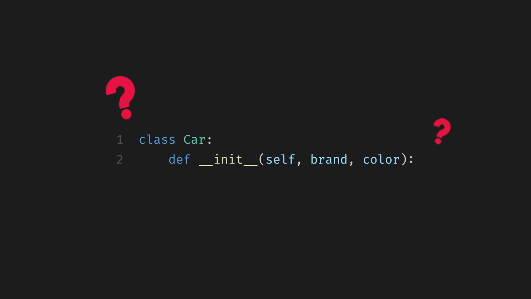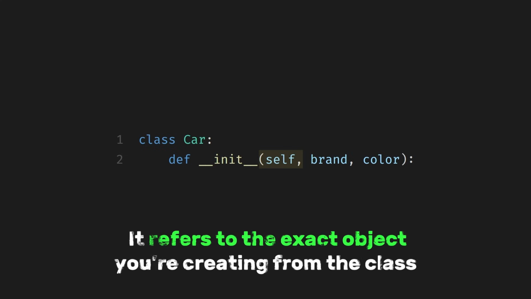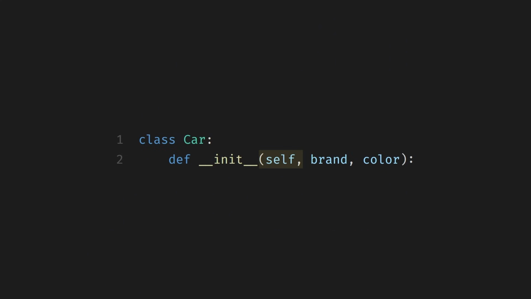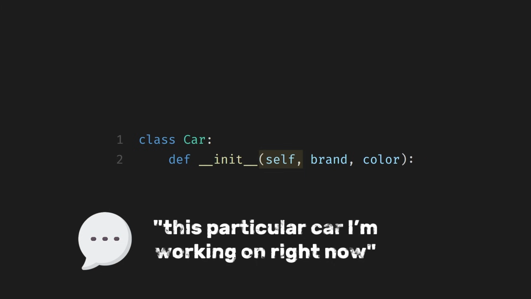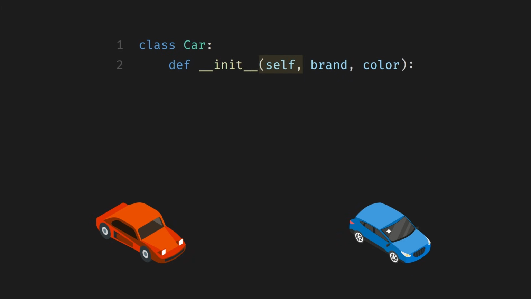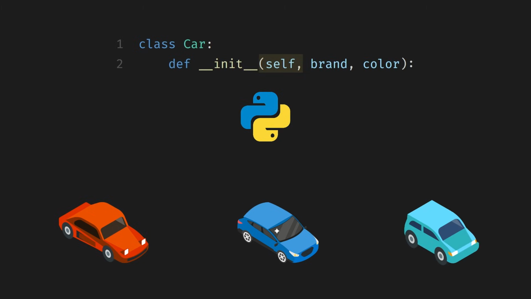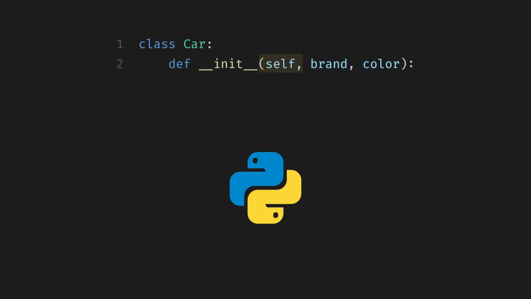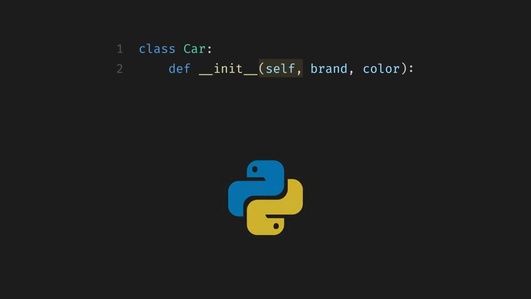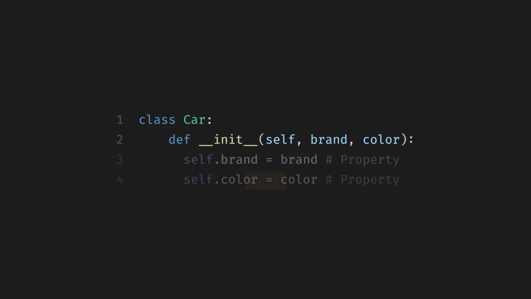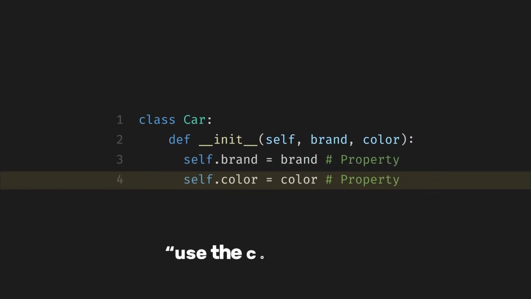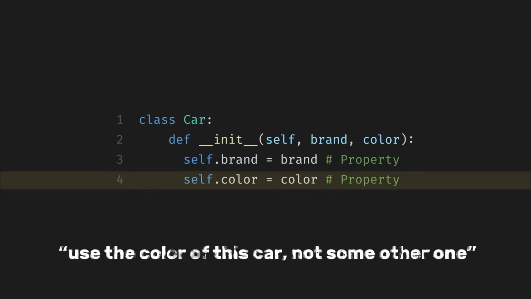And also, did you notice something strange? self is a special keyword in Python. It refers to the exact object you're creating from the class. Think of it like saying, this particular car I'm working on right now. If you make two cars, self helps Python know which car you're talking to. Every time you create a new car object, self tells Python which object's data to read or change. So when you write self.color, Python understands, use the color of this car, not some other one.